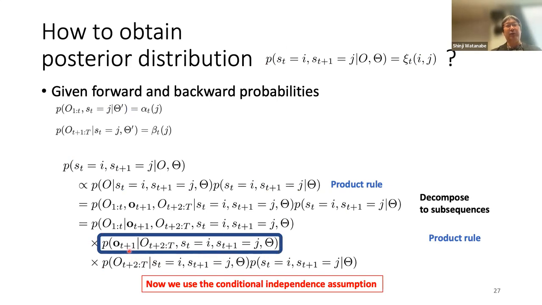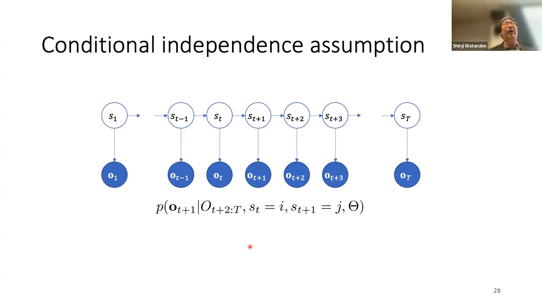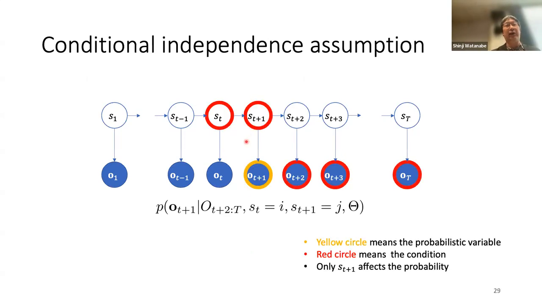Let's now move to this one, OT plus 1 conditioned on OT plus 2 to T subsequence, ST equals i, and ST plus 1 equals j. Again, it is not easy for us to understand which ones are conditionally independent, right? So I would recommend you draw a figure, and also clarify which one is a condition and which one is a variable.